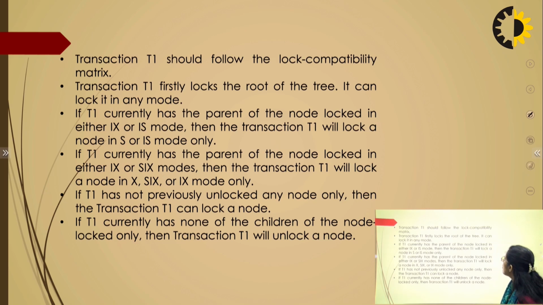It first locks the root of the tree. It can lock any node. If T1 currently has the parent of the node locked in either IX or IS, then transaction T1 will lock the node in S or IS mode only. If T1 currently has the parent of the node locked in either IX or SIX mode, then transaction T1 will lock the node in X, SIX or IX mode only. If T1 has not previously unlocked any node, then transaction T1 can lock a node. If T1 currently has none of the children of the node locked, then transaction T1 will unlock a node.